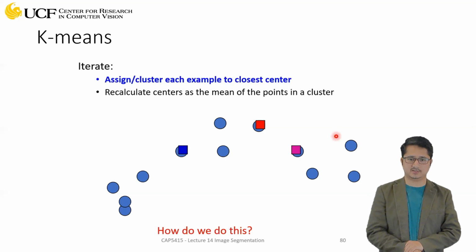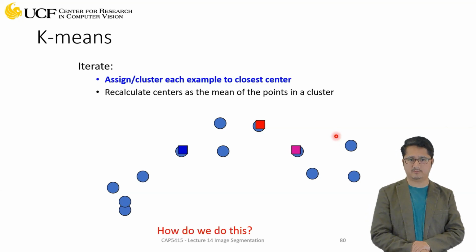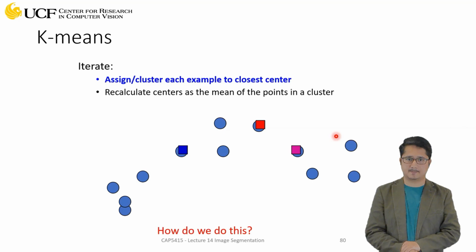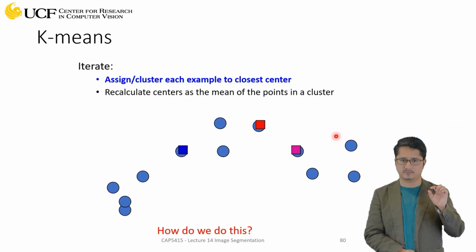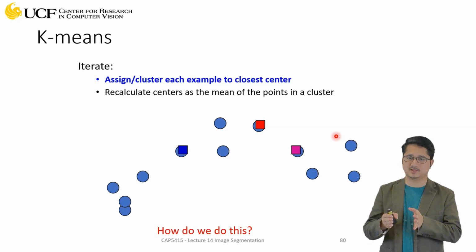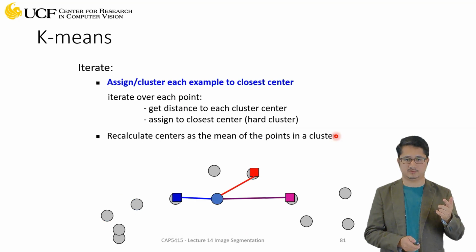Now, that was the simple algorithm. As I said, it's iterative, and we have to perform those 2 steps in each iteration, which is readjusting the cluster center and then again performing the reassignment.